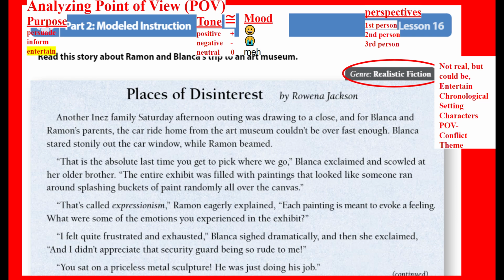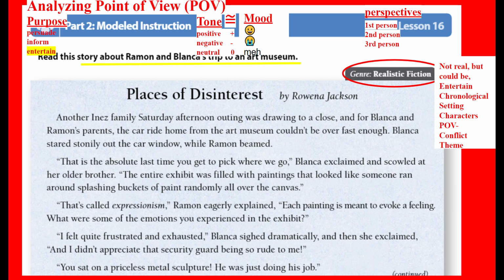It will also be told in a specific point of view. It could potentially be first or third person, depending on the words they use. There will be conflict in realistic fiction, and that conflict will be realistic once again. So the problems that the characters deal with are believable, and then there will be a theme, and we know that the theme is the overall message that is learned by our main character.